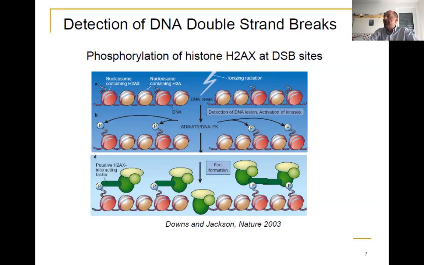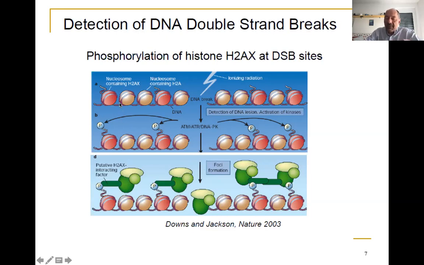The first paper came out at the end of the 20th century, around 1998, I think, from Bill Bonner's lab at NIH in the US. This is in fact one of the first papers in Nature, in 2003, describing the process.